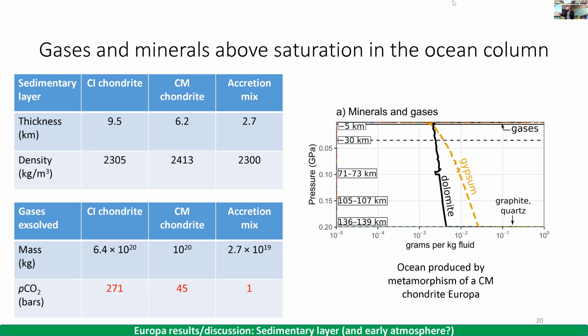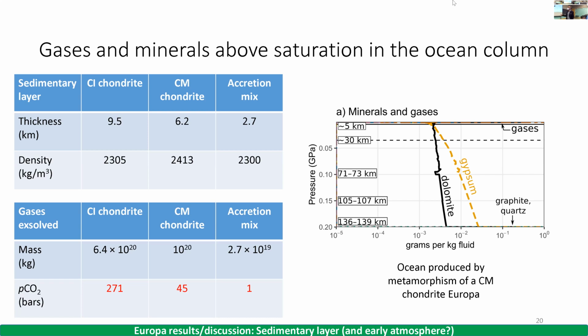In the case that Europa is made up of CI chondrites, then you end up exsolving around 270 bars of CO2, which is an incredible amount of CO2. We don't think this would hang around Europa's environment for very long. We don't think an exosphere and an atmosphere would form around Europa for very long at all. Perhaps this was an early pulse of CO2 into Europa's exosphere shortly after it formed, shortly after it differentiated.